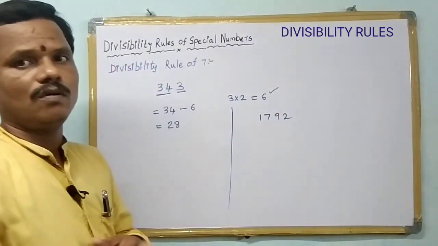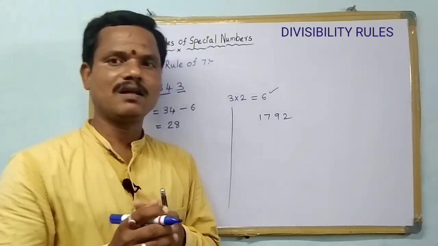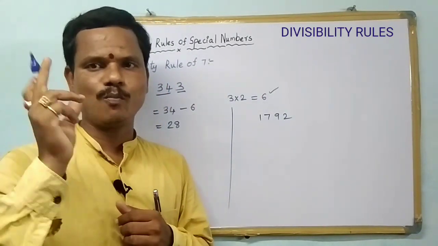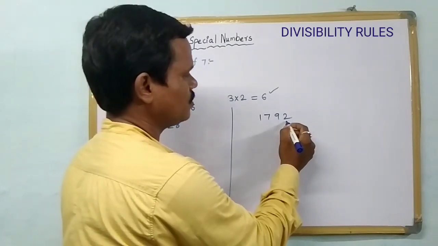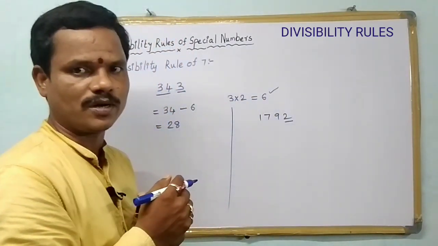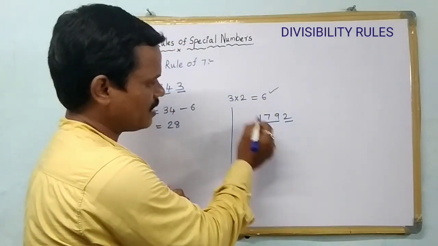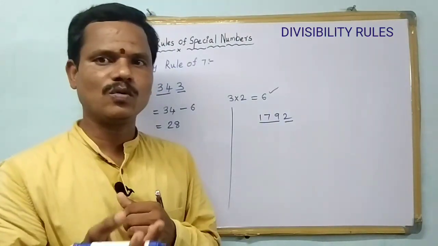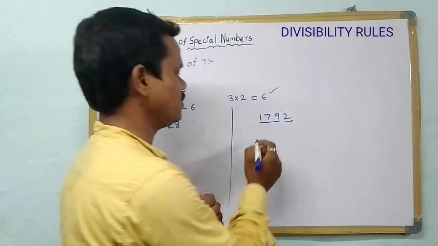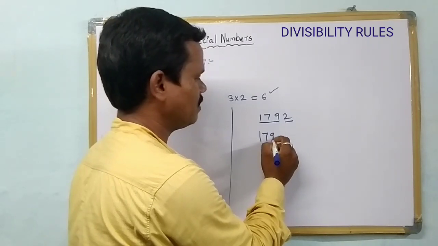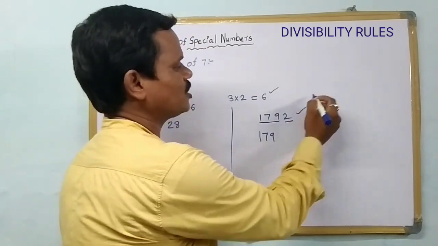1792. What is the procedure? First, the given number is divided into two parts. The unit digit is taken as the first part. The remaining 179 is the second part. Step 2, write the second part as it is. What is the second part? 179. And multiply the first part digit.